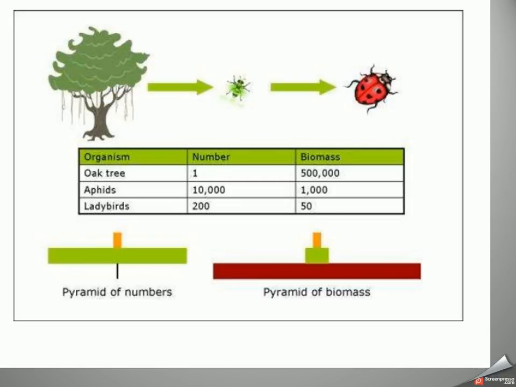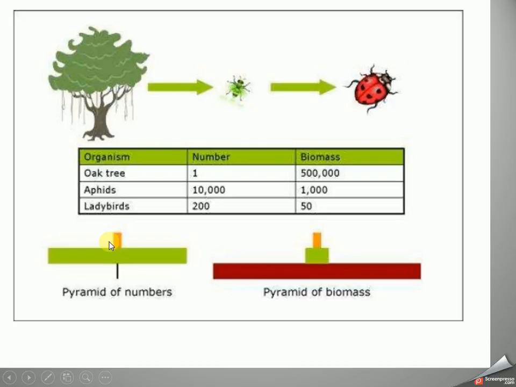Okay, pyramid of numbers versus a pyramid of biomass. A pyramid of numbers basically just counts the number of organisms at each stage. So, for example, this is a very simple food chain. You've got the tree, you've got an aphid, and you've got the ladybird. The pyramid of numbers basically shows the oak tree as 1, aphids being about 10,000, and ladybirds being about 200. If you put them on a pyramid of numbers, it looks like this.